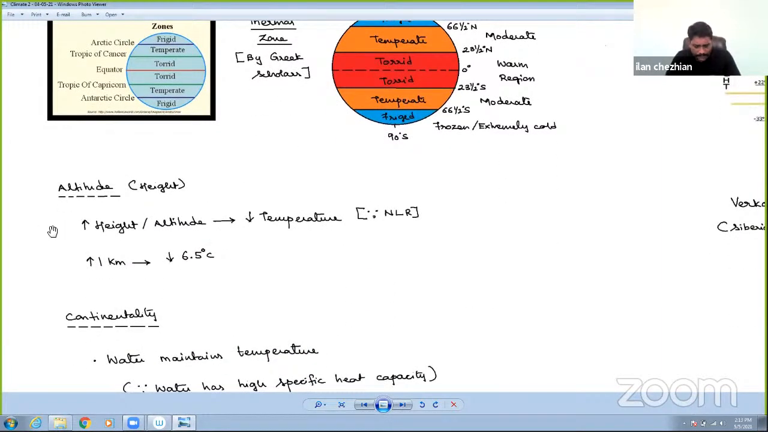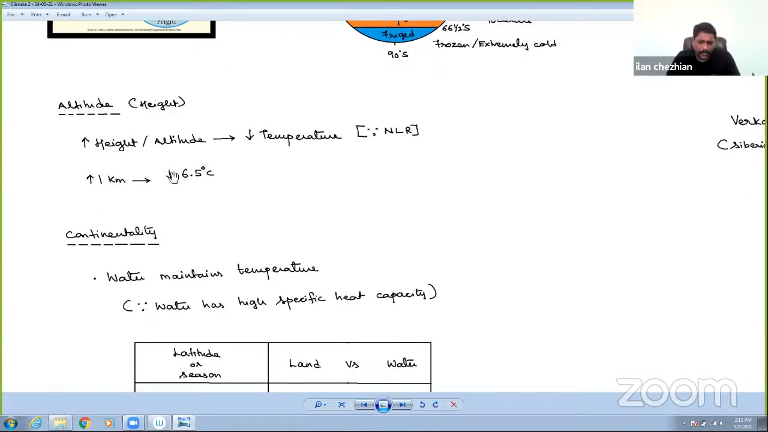Now, apart from latitude, what you have is altitude, my friend. Altitude is nothing but height. You increase the height, temperature decreases. This rate of decrease of temperature is almost static throughout the atmosphere. What is the rate? If you ask me, it decreases by 6.5 degrees centigrade. Every 1 kilometer you increase the height, temperature decreases by 6.5 degrees centigrade.